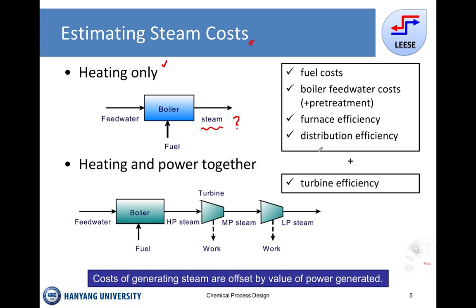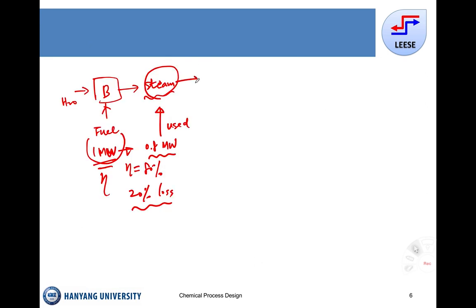Then what about the distribution efficiency? Steam is produced, so let's say X ton per hour of steam is produced from this boiler. Then the steam is used in the heat exchanger. This is a process stream. Then this becomes condensate.